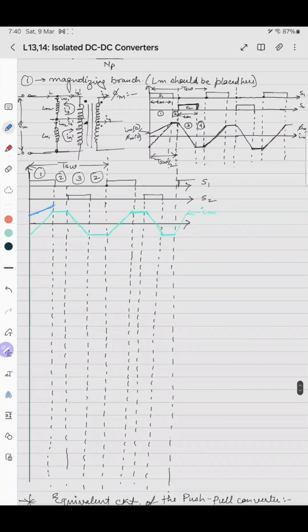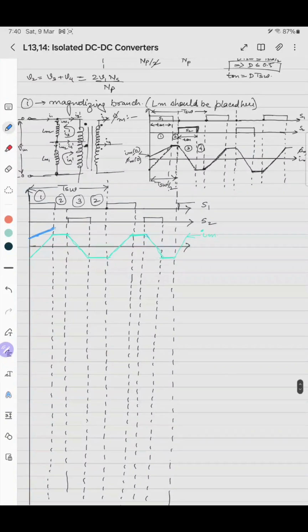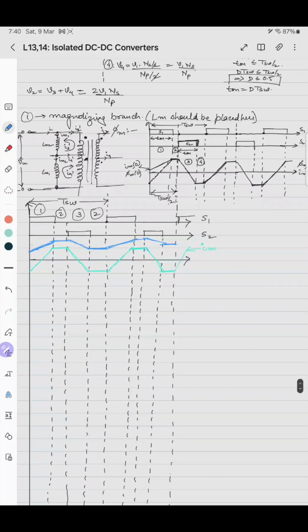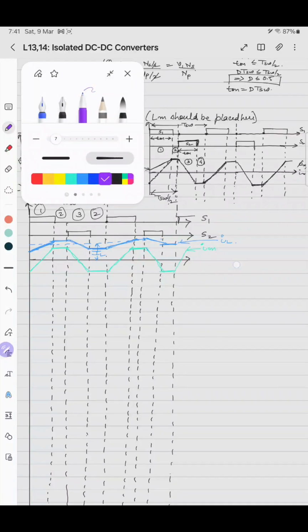So in case 1 it will rise like this. Here it is constant, and it will fall. Then again it will be constant, rise, constant, fall, constant. So this is the average value of IL. This is capital IL, and this waveform belongs to IL. Similarly, we can draw the waveform of VL also.